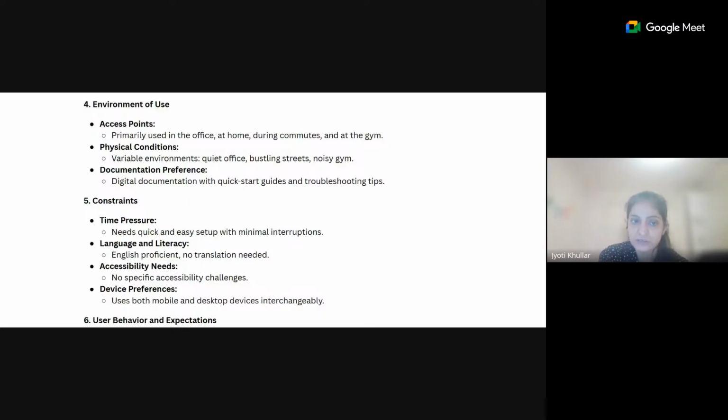Then you have environments of use, where they are going to use this particular product. What kind of documentation do they prefer? How will they try to solve the problem? These days you have applications attached to Bluetooth devices, and the documentation will sometimes be given within the application. You can see in-app tips, and there will be separate online documentation as well. There will be troubleshooting tips. So what is their documentation preference? Would they go back to the box in which they received the product and take out the small documentation that comes along with it, or would they prefer digital documentation? That needs to be defined depending on the product, depending on the user, right?